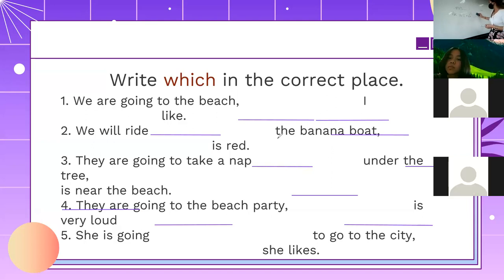Okay, so next, number three, everybody. We only have 10 minutes, okay? So 10 minutes more. Number three: they are going to take a nap.